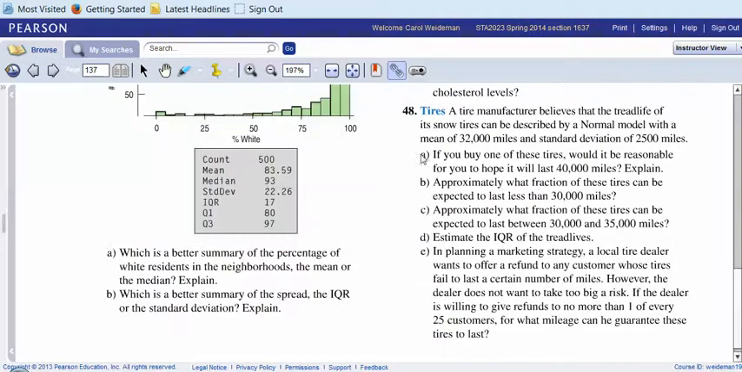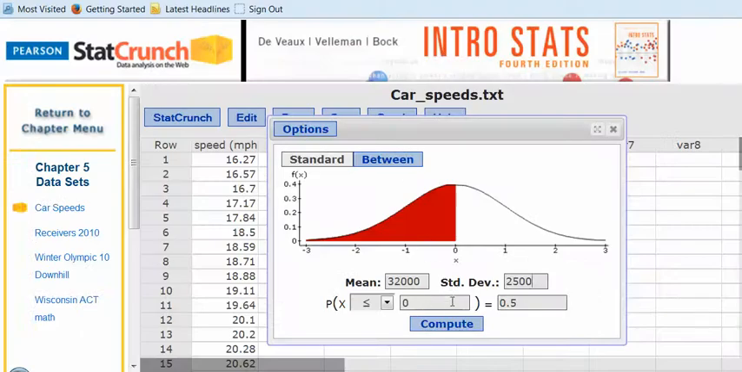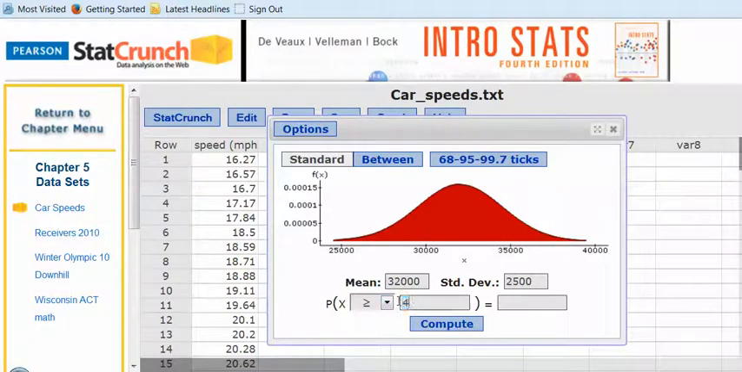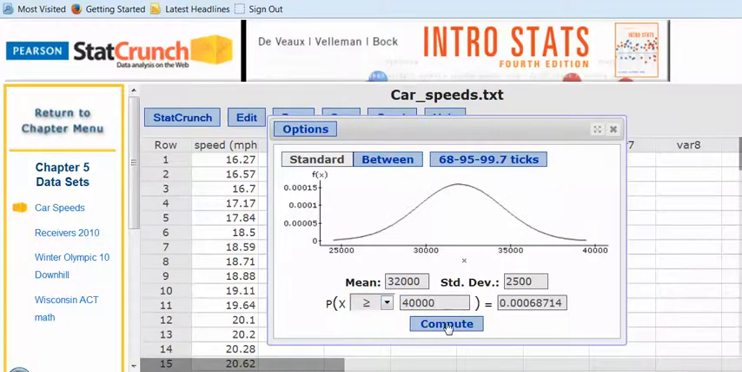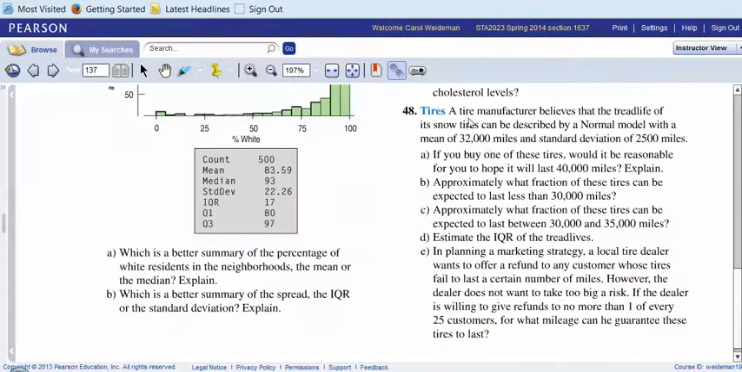And let's see what questions they're asking. If you buy one of these tires, would it be reasonable for you to hope that it would last 40,000 miles? Okay, so let's get back to our tool. That would mean we want to know the probability that our tire lasts more than 40,000 miles. And so that probability is pretty small, 0.0007, so much less than 1%. So that's pretty unusual that our tires with this particular mean lifespan would be expected to last 40,000 miles.